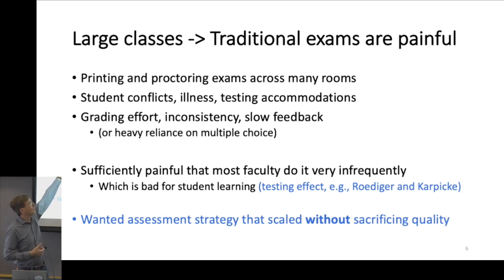And then you have to grade all that stuff. If you have a large class, you have multiple TAs grading the same questions, so you have to worry about inconsistency in your grading. And it's really slow to get that stuff back. Usually it takes about a week to grade all that stuff and get it back to the students. Or people heavily rely on multiple choice, which in a lot of contexts is a concession that we make for efficiency.